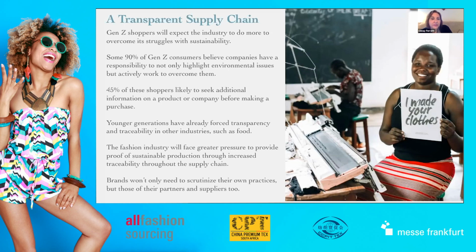And this traceability has begun in other industries like the food industry. And so the fashion industry needs to catch up for Gen Z consumers to be able to support these brands. And we'll see greater pressure put on the fashion industry to prove sustainable practices and traceability through their supply chains. And brands will need to scrutinize their own practices and the practices of their partners and suppliers to be able to provide transparency to their customers within the supply chain. And this photo is a photo of Fashion Revolution, which is a campaign that is based in Europe that demands traceability in the fashion industry.